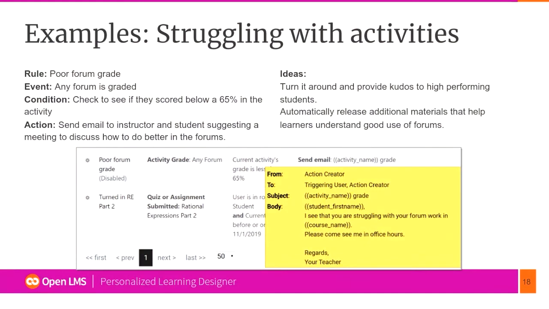So again, you can see the from is the action creator, the to is the triggering user, as we talked about, and in addition, the action creator. And then we use some of the tokens in the subject and body to personalize that. Some ideas is you can turn it around and provide kudos to high-performing students, or automatically release additional materials that help the learners understand the good use of the forums. So again, a number of options there.